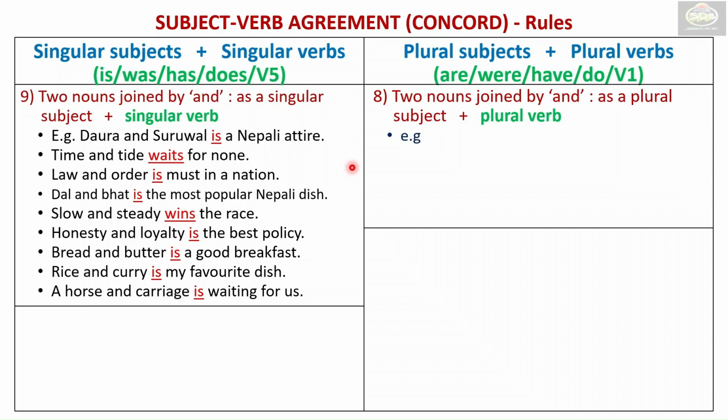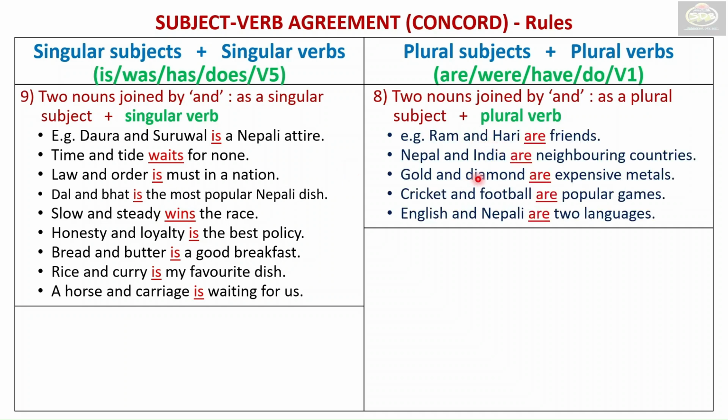Another one: if two nouns are different, we have to regard them as a plural subject. Ram and Hari are friends. Nepal and India are neighboring countries. Gold and diamond are expensive metals. Cricket and football are popular games. English and Nepali are two languages. Yes, these are all different nouns. Therefore, they are plural subjects and we have to use plural verbs in this way.